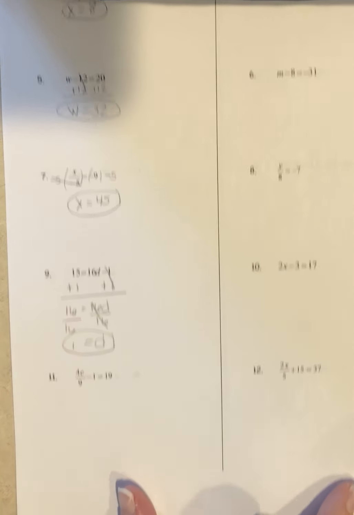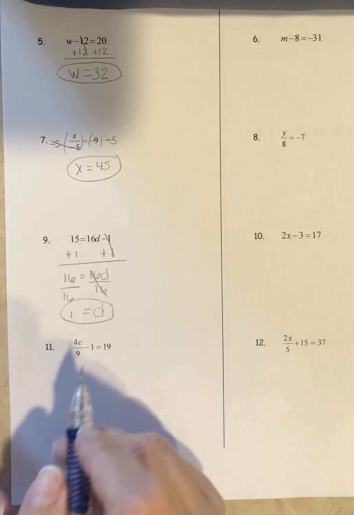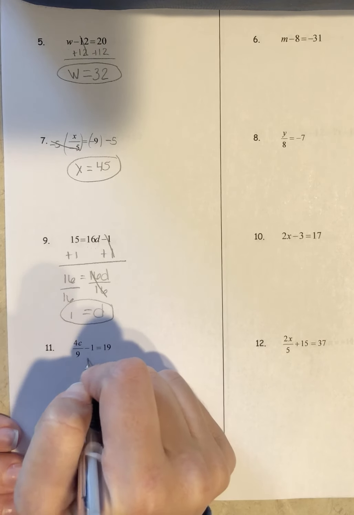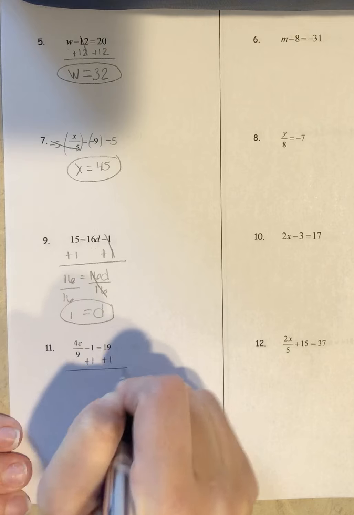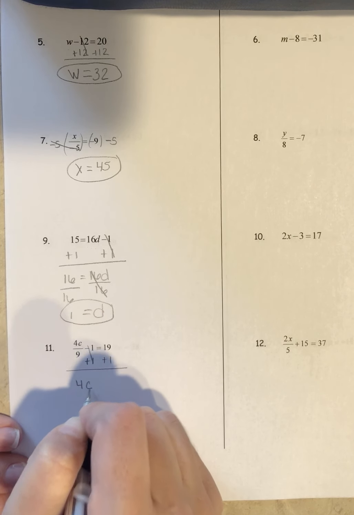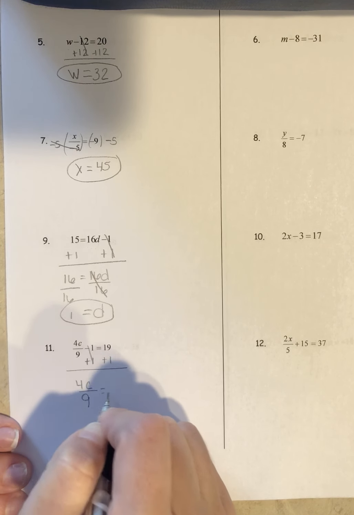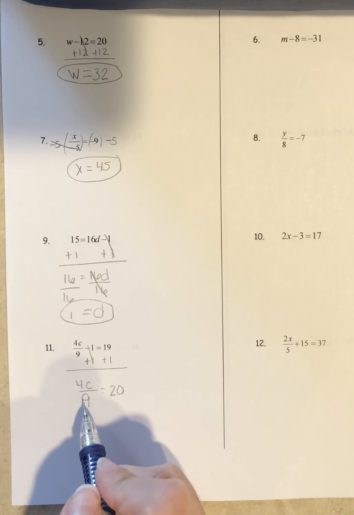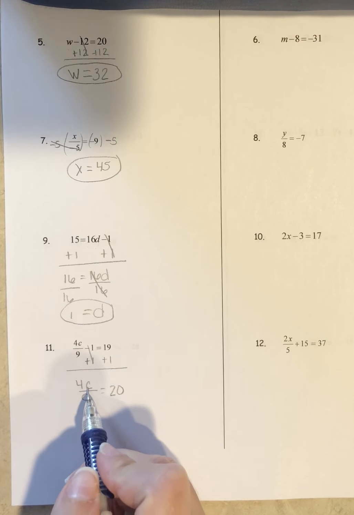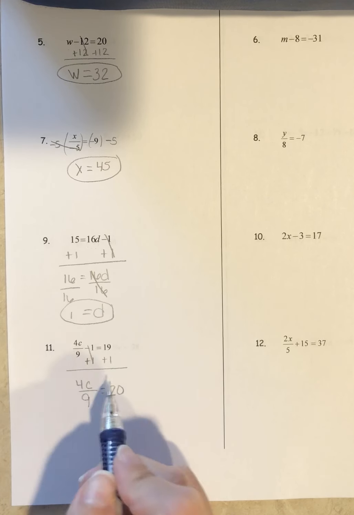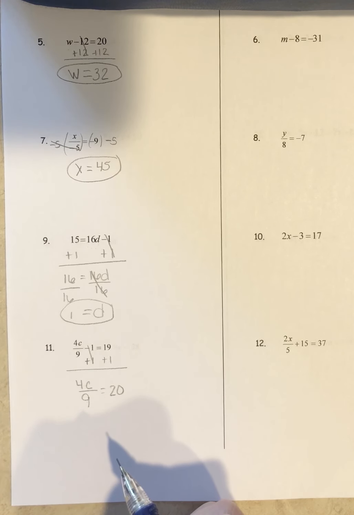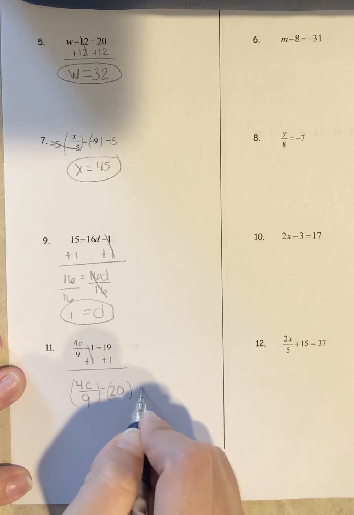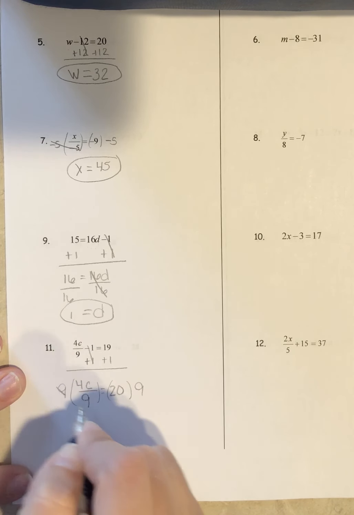Number 11. Again, we do the addition or subtraction first. We're trying to get that c by itself, so I want to add 1 to both sides. I get 4c divided by 9 equals 20. You want to undo the division before the multiplication up here because you can't undo this when it's part of that fraction. So the opposite of dividing by 9 is multiplying both sides by 9.